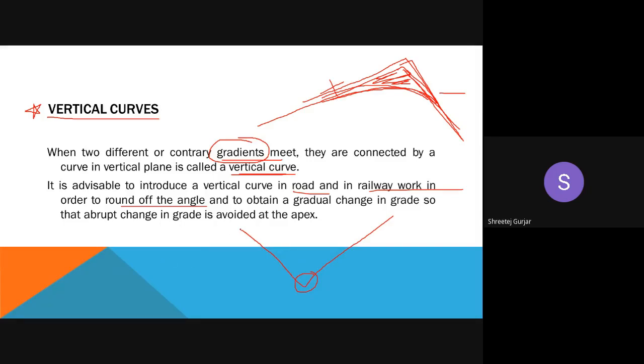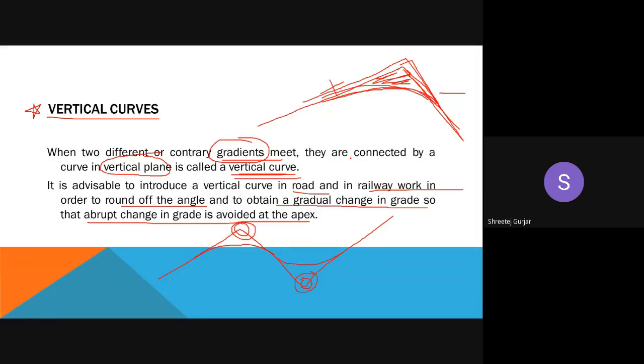Suppose you have an uphill road and then a downhill road, so you have a sharp angle over here. To round off this sharp angle, we obtain a gradual change in grade so that the abrupt change in grade is avoided at the apex. This is called your apex. This abrupt change which will occur at the apex has to be avoided by providing a gradual change in gradient, like this. A gradual change in gradient provided in the vertical plane is called a vertical curve. So this is a general idea of the vertical curve.